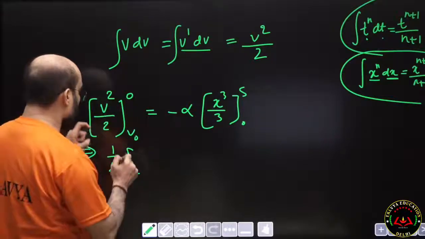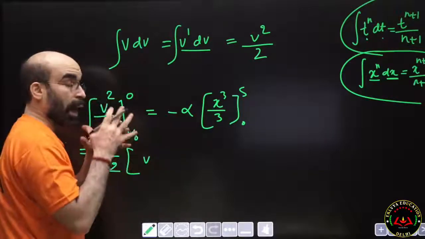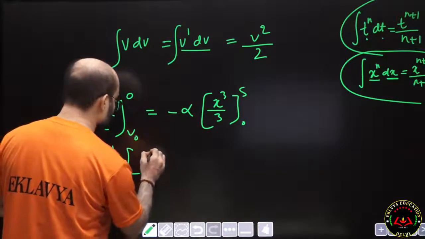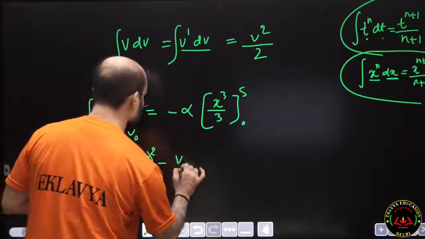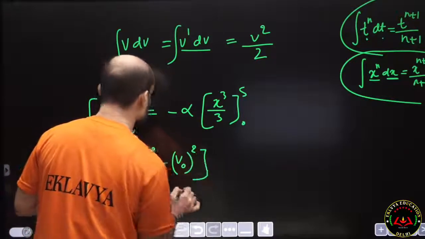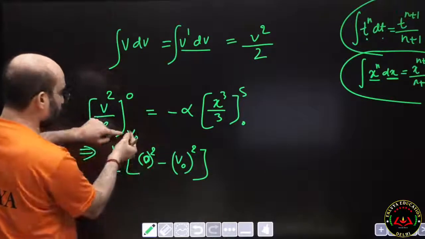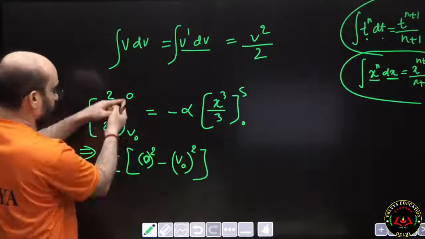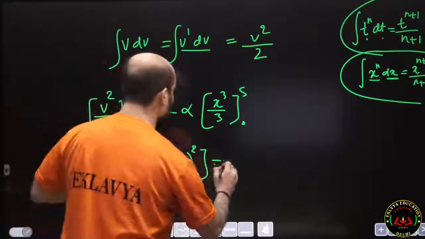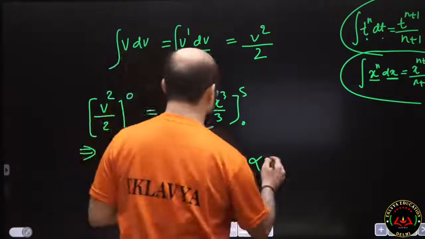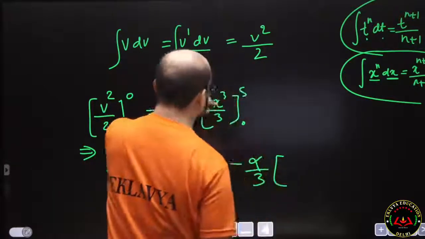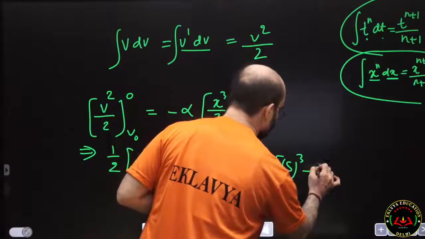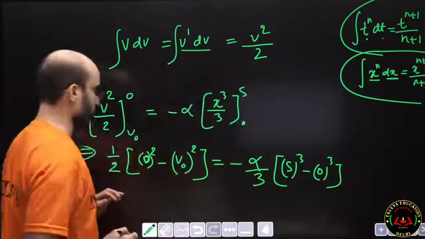Now these are the values. In the beginning it is upper limit minus lower limit, mind it. So here this one is considered to be 0. So 0 square minus v0 square, this exponent as it is here. You subsequently put the value of v0, 0 first. This is the upper, this is the lower limit. Here you have got minus alpha by 3. The upper limit here is s, so s raised to power 3 minus 0 raised to power 3. This is what we are going to get.